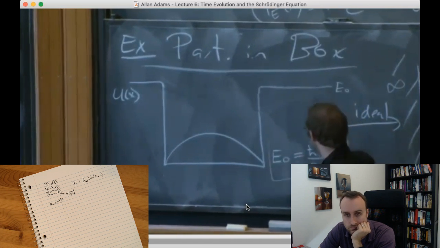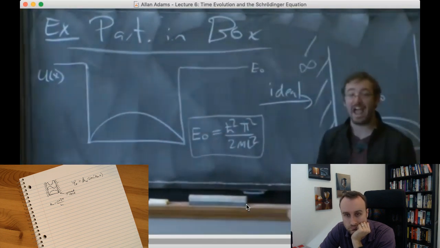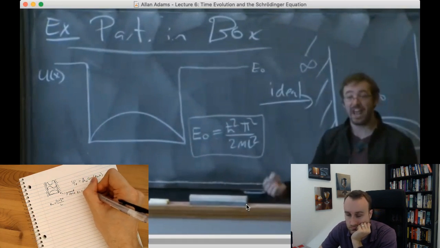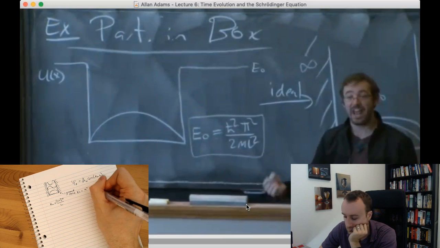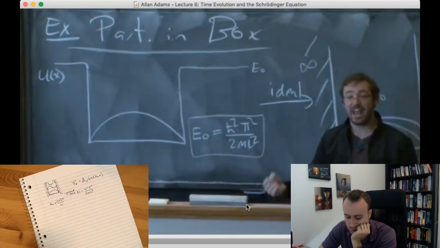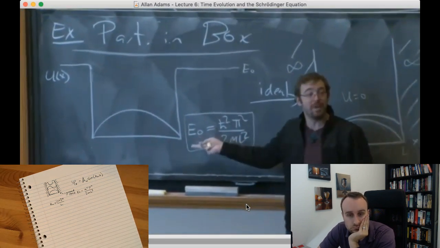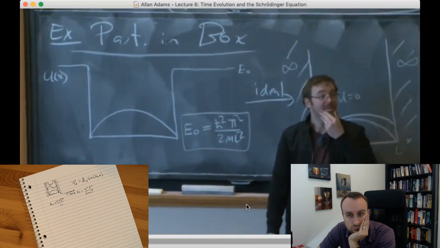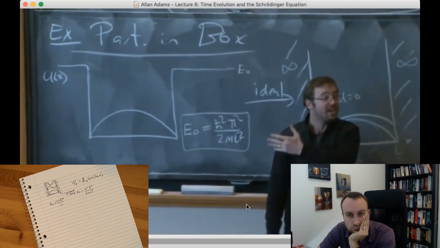That is, it is impossible for a particle in a box to have an energy lower than some minimal value, E naught, which is not 0. You cannot have less energy than this. Everybody agree with that? There is no such eigenvalue with energy less than this.